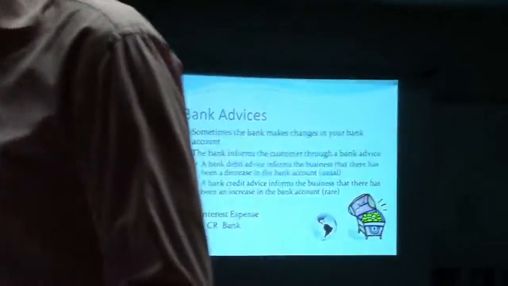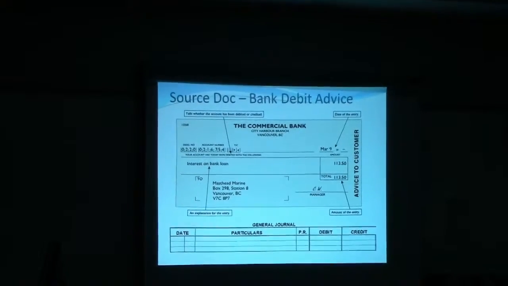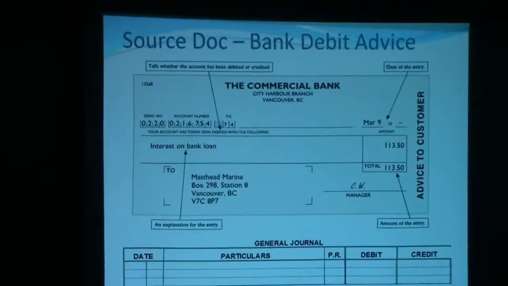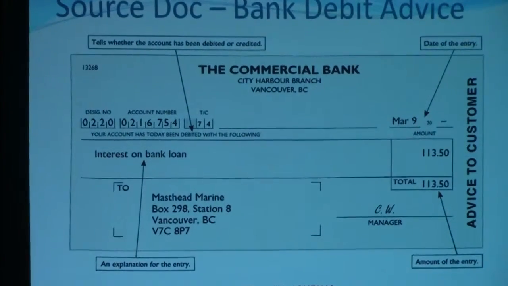So when this comes to you, this needs to be recorded. If you owe interest in your business from a loan or something, then of course you have to record it as debit interest expense, credit bank, because they will take the interest right from your account. Same thing if you were to earn interest, you would debit bank and credit interest revenue. So this is what a bank advice may look like. It's not always the case that it looks like this, but this is one of the methods of bank advices.